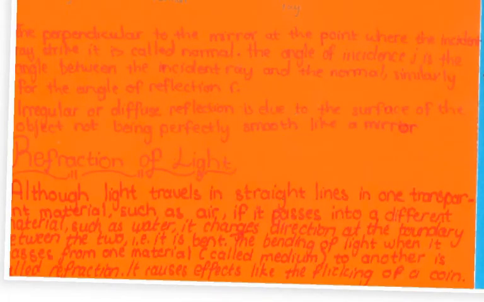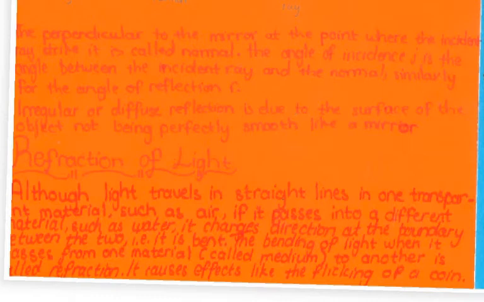The perpendicular line to the mirror at the point where the incident ray strikes it is called the normal. The angle of incidence I is the angle between the incident ray and the normal. Similarly for the angle of reflection R. Irregular or diffuse reflection is due to the surface of the object not being perfectly smooth like a mirror.